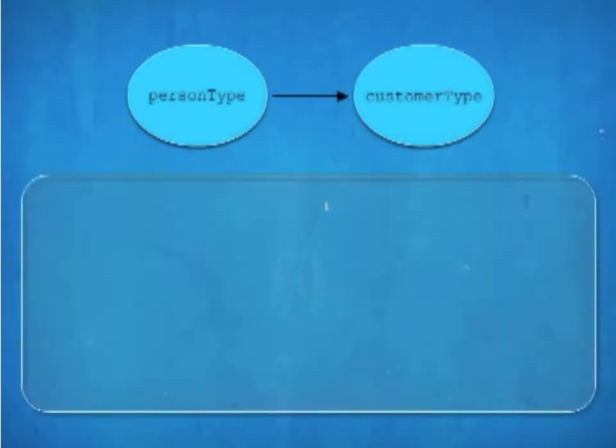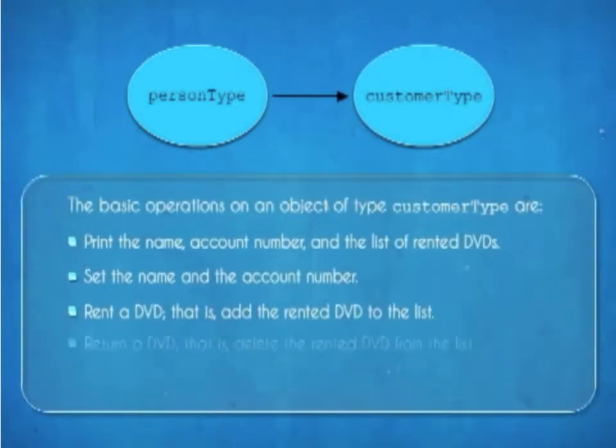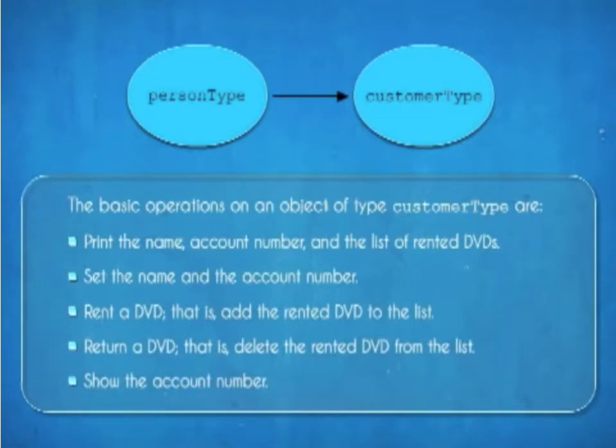The customer object stores information about a customer, such as the first name, last name, account number, and a list of DVDs rented by the customer. We have already designed the class person type, and we can derive class customer type from class person type. The basic operations on an object of type customer type are as follows. The details of implementing the customer component is left as an exercise for you.